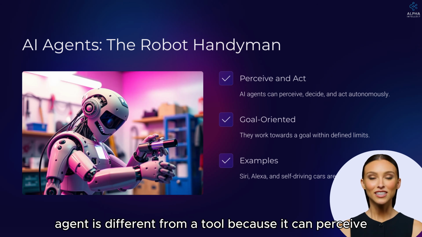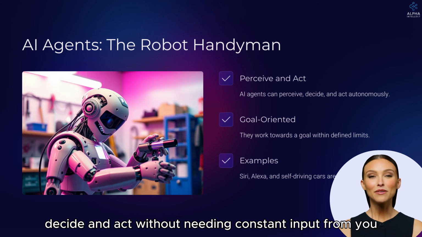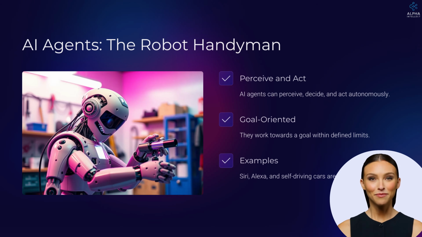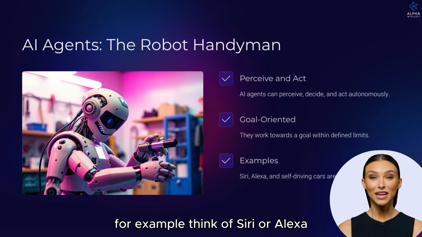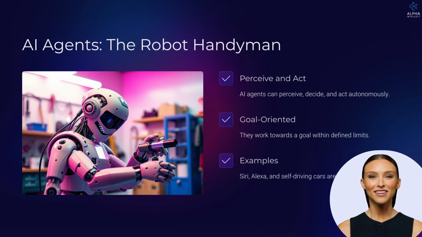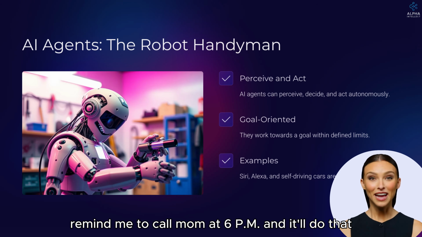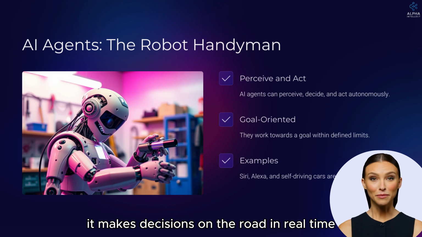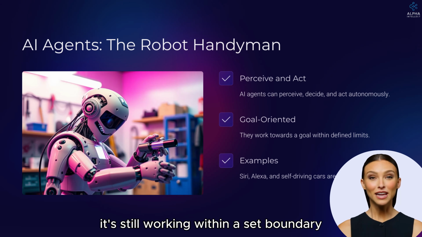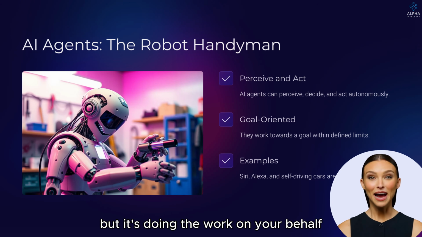An AI agent is different from a tool because it can perceive, decide, and act without needing constant input from you. You give it a task, and it figures out how to get it done. For example, think of Siri or Alexa. You might say, "Remind me to call Mom at 6 p.m.," and it'll do that. Or a self-driving car. It's not just waiting for you to steer. It makes decisions on the road in real time. It's still working within a set boundary, but it's doing the work on your behalf.